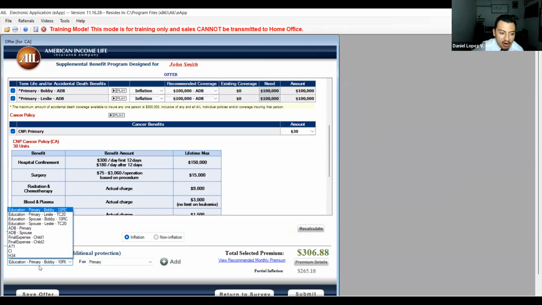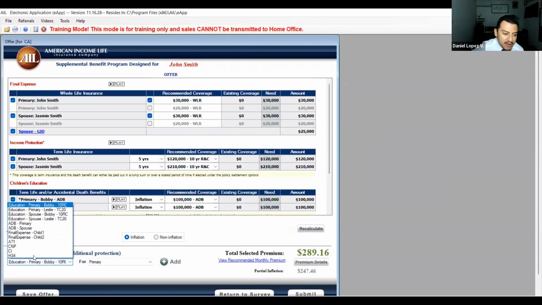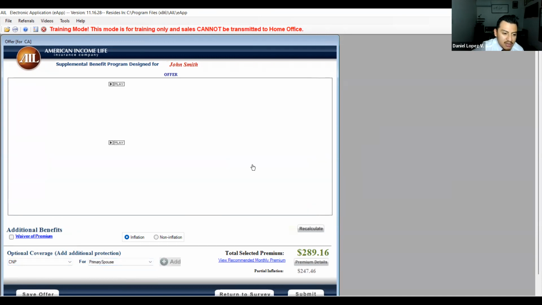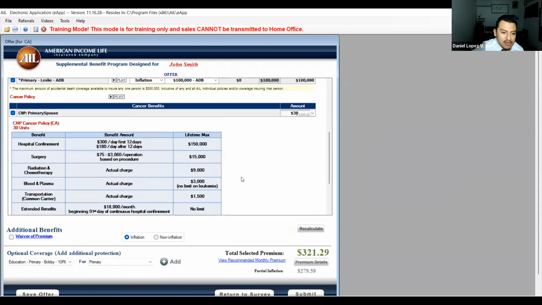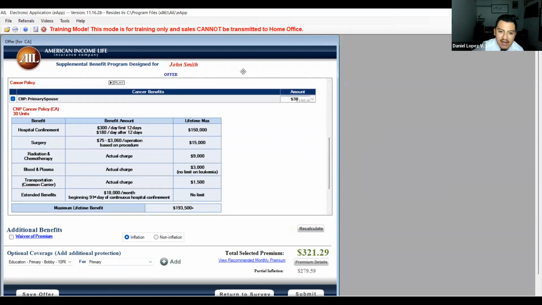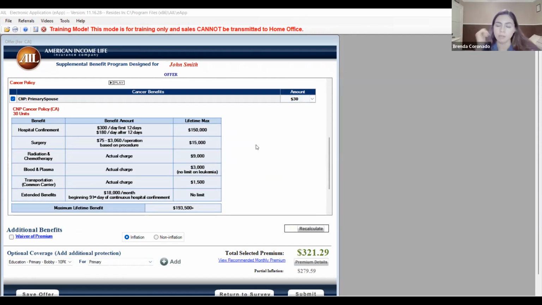For example, all of this, by the way, is found here in the corner on needs analysis. Let's say I add a cancer plan. I can decide if it's for primary only, primary and spouse, or together. So it's right here. How do you determine? There's not really a way. You just have to know. It's there for you. You go through it with the client. You'll never have to memorize this, because you can just go through it with the client.